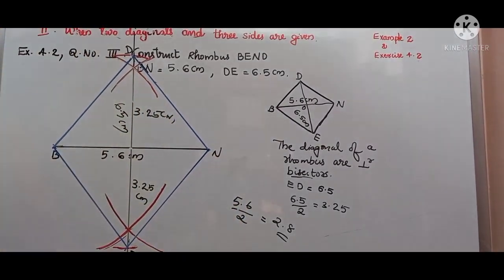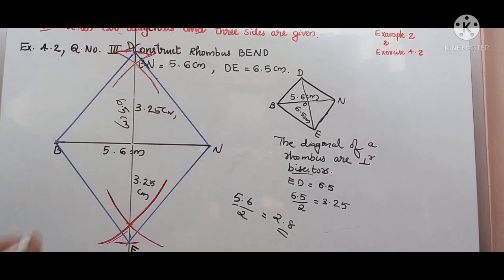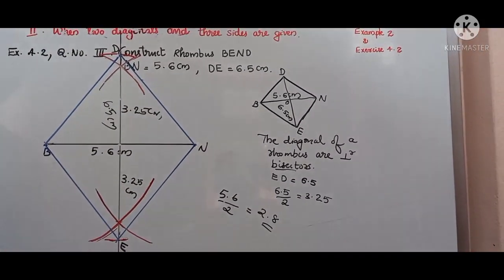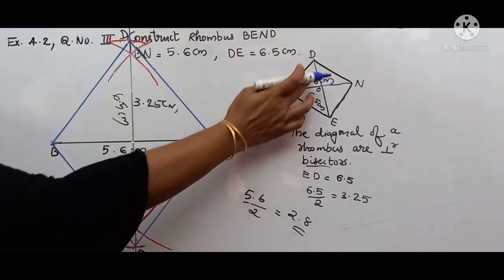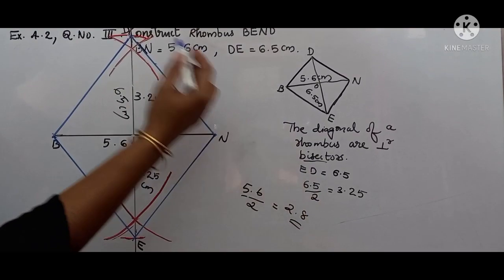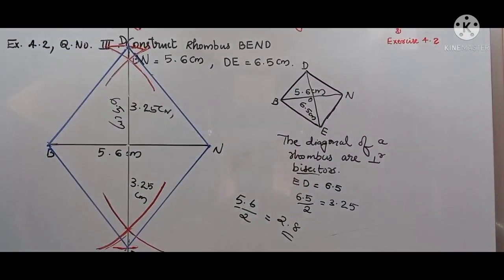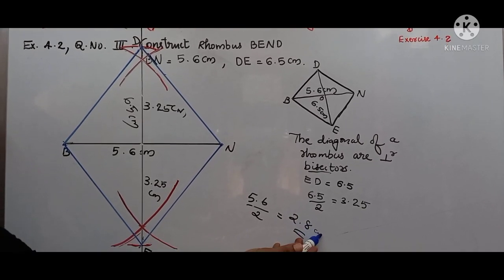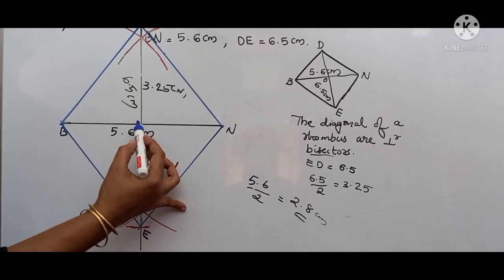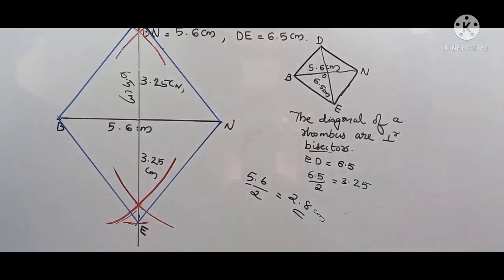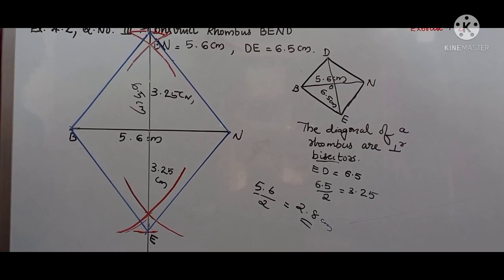Now our rhombus BEND is ready. And children, if you are drawing that 6.5 centimeter diagonal first, and next after drawing that perpendicular, you have to take half of 5.6, that is 2.8 centimeter compass width, and you can do. Okay, and if you have any doubt, you can put a comment under this. I will answer that. Okay children.